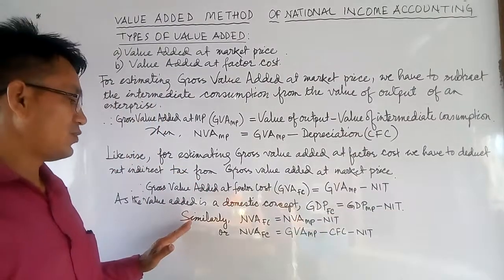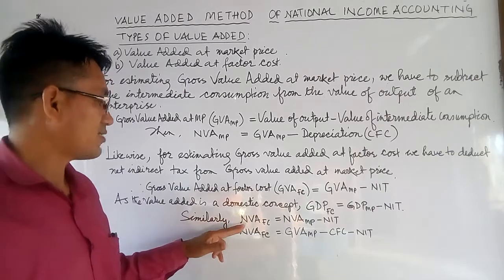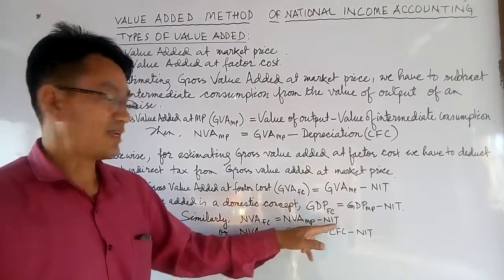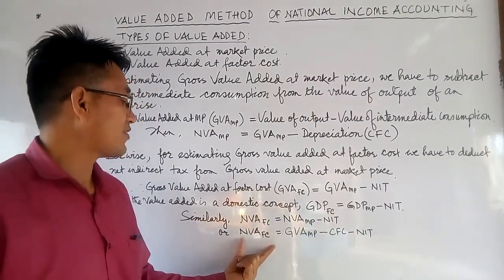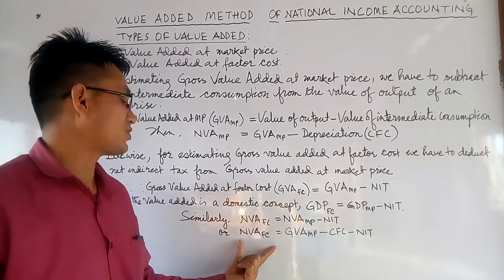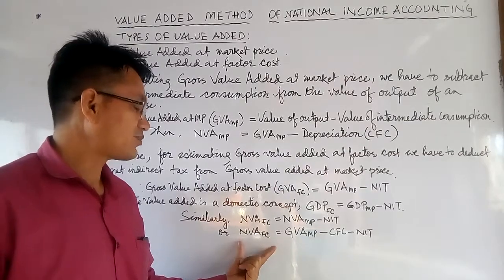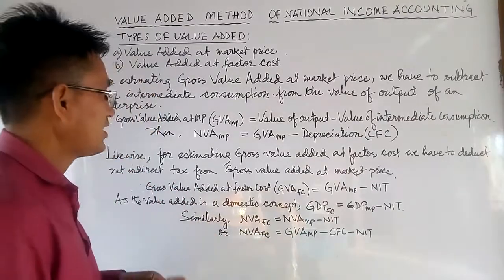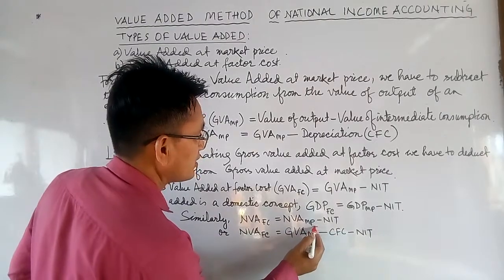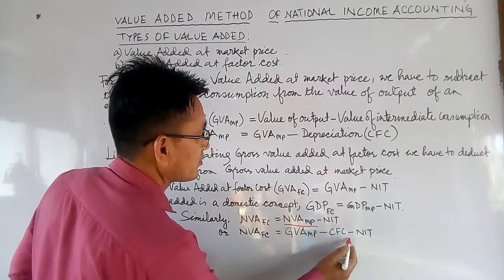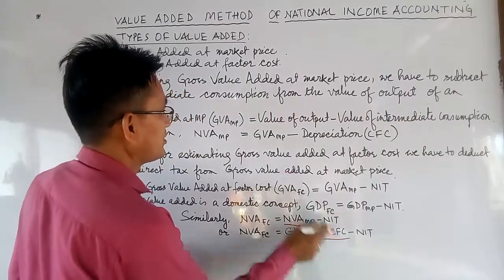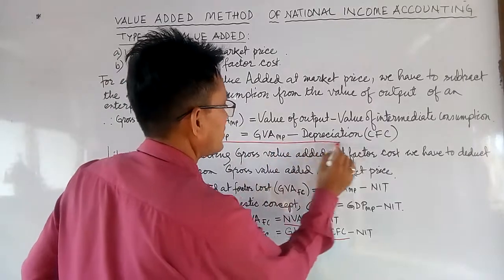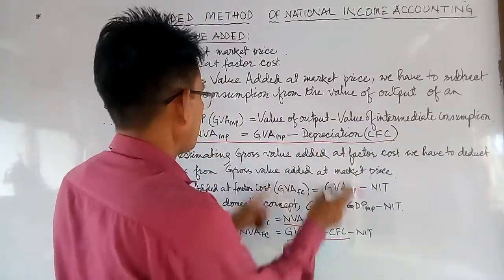Similarly, we can find net value added at factor cost, which is equal to net value added at market price minus NIT. How do we get net value added at factor cost? We get it by subtracting depreciation and NIT from GVAMP. This relationship, NVAMP, is nothing but GVAMP minus CFC. It is very much here. NVAMP is equal to GVAMP minus CFC. This is the same, it's just taken from here.